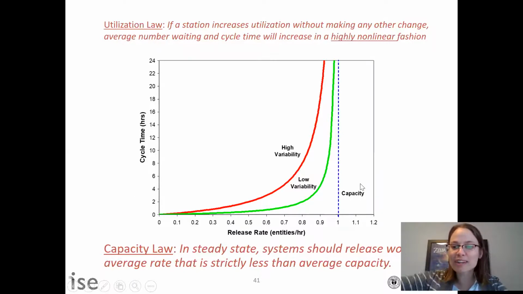So lower variability gets you either better service level for the same resources, or the reverse. Yeah, so lower variability is good. Lower variability means for the same utilization of your resources, you get better cycle times, so smaller cycle times, or the reverse. And so you should understand that relationship. You should also understand that you should never release things at full capacity if there's variability in the system.